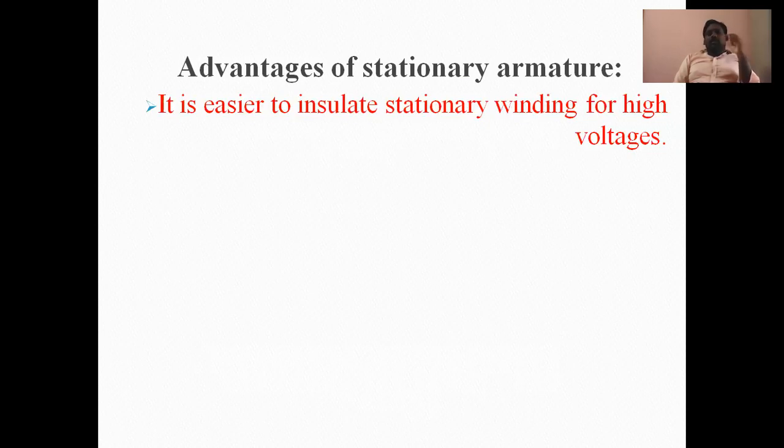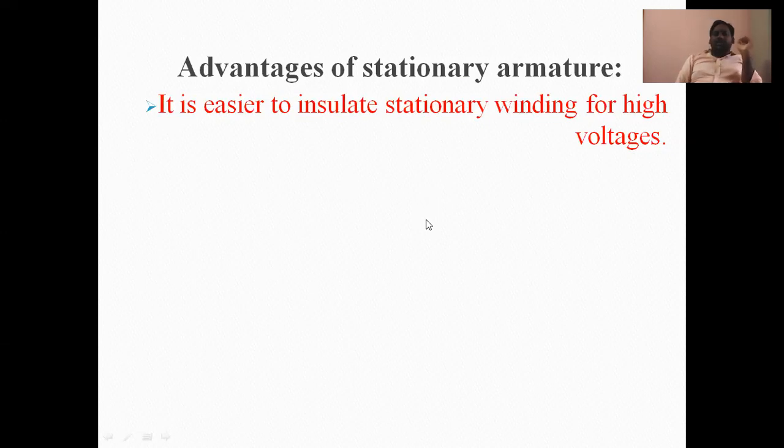But we are using a stationary armature. We have to protect the insulation for high voltage armature windings, and because the position is fixed, there is no rotation. That's why the provision of insulation for a stationary armature winding is easier. That's why we prefer the stationary armature or rotating field type synchronous generators.